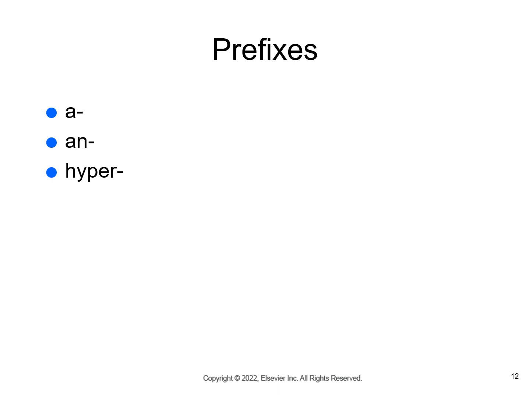Prefixes in this chapter, again, are repeats. So the good thing is you're not having to learn some new ones here. A means absence of or without. An means absence of or without. And hyper means above or excessive.